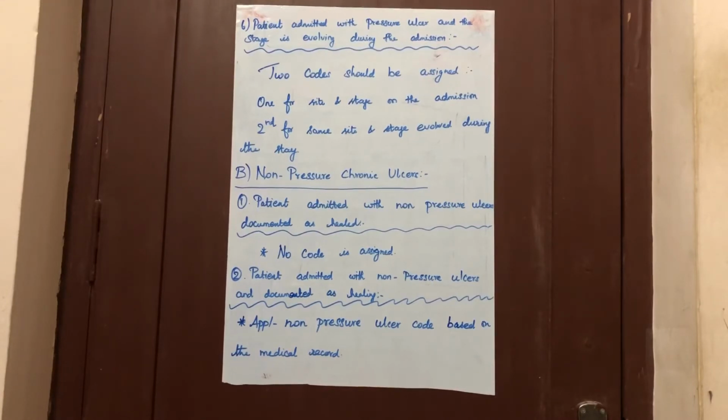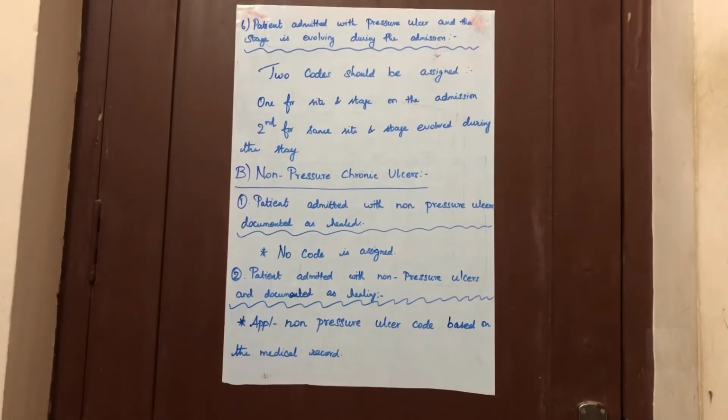Example, the patient has a pressure ulcer on the leg and it evolved from stage 1 to 4, meaning the fourth stage will be mentioned in the second code. So one is for site and stage on the admission and the second one is for the same site and stage evolved during the stay. So this is the guideline for this kind of coding.